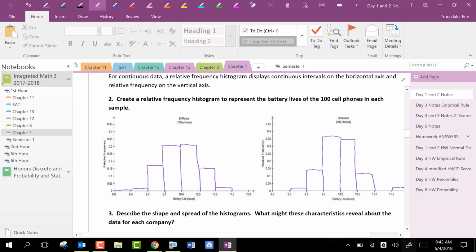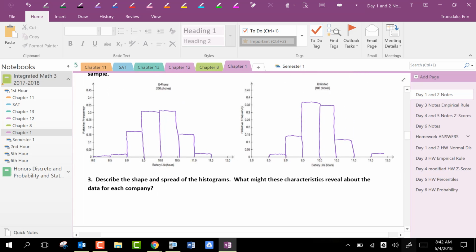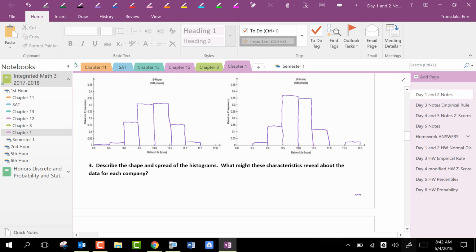Okay, so it should look something like this. Here's your bar graph. So it says, describe the shape and spread of the histograms. What might the characteristics reveal for each company? Okay, so what did we think? And you don't really know any terms, so just describe what you see, kind of.